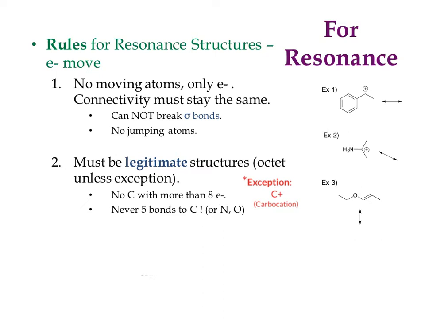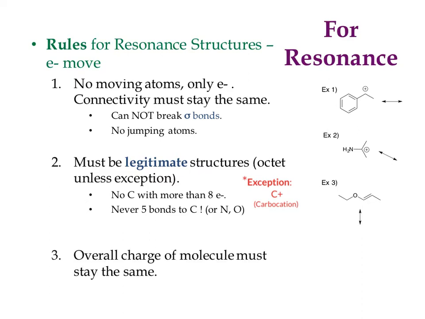So the last rule of the resonance structures is that the overall charge of the molecule must stay the same. When you draw the different structures, they're going to have different formal charges on the atoms. That part's going to change. But the overall charge should stay the same. So that's a good way for me to go back and check my structures at the end: I should make sure they all have the same overall charge.